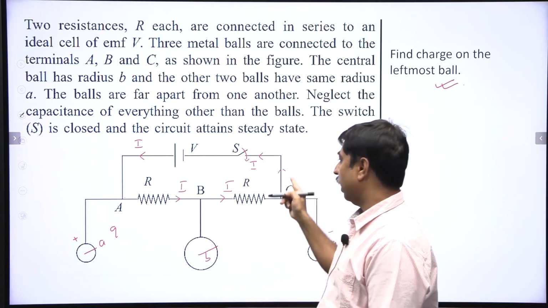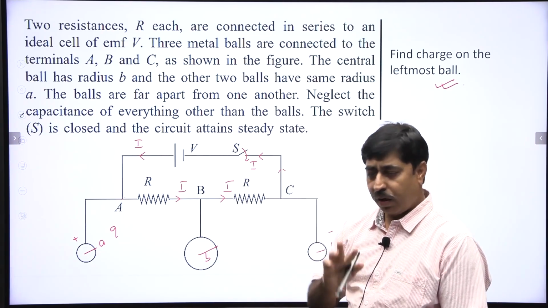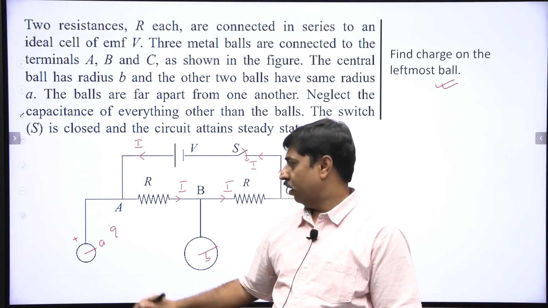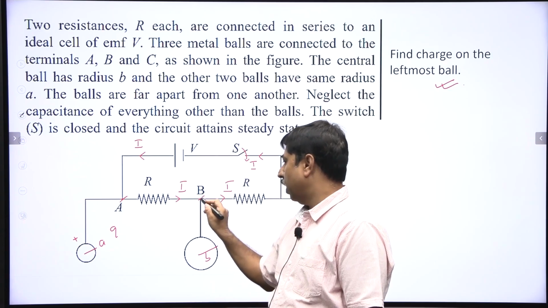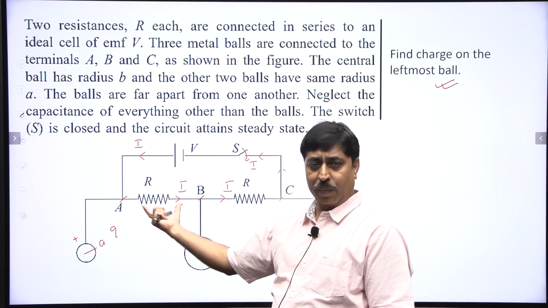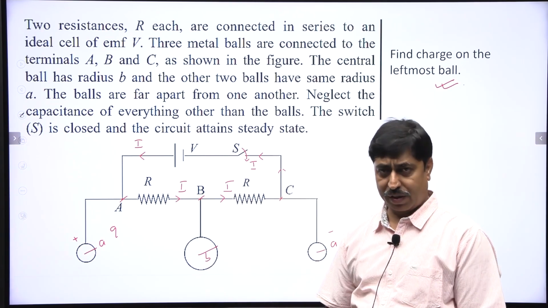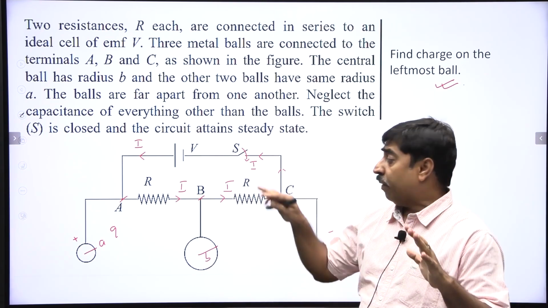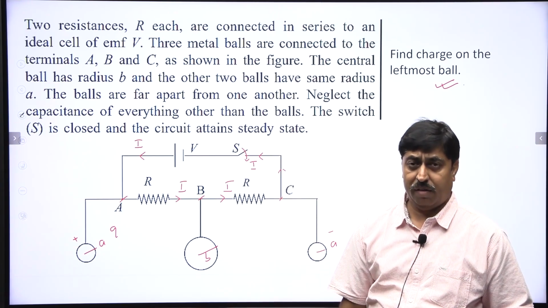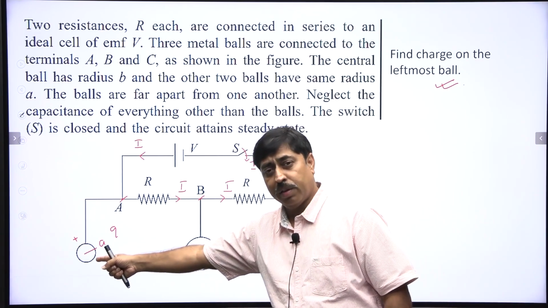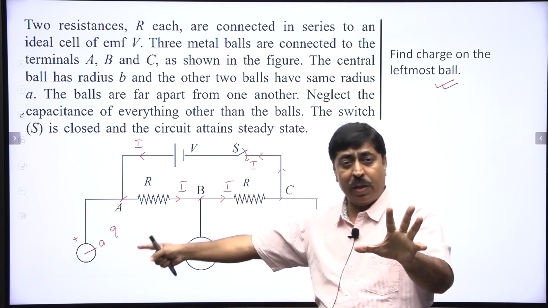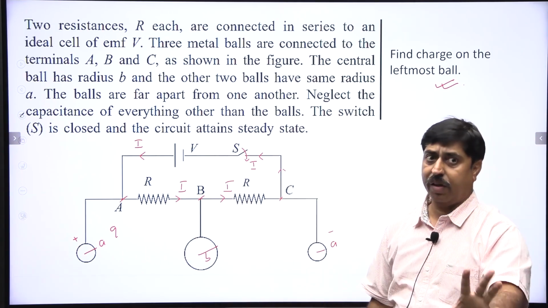There is a current I flowing like this. It is very simple to understand that because both the resistors are equal, the potential difference here is V by 2 and here also it is V by 2. V by 2 volt drop will be seen here, V by 2 volt drop will be seen here. So, after the switch is put on, till the time steady state is attained, these two balls definitely gather some charge. This one gathers positive charge and this one gathers negative charge.